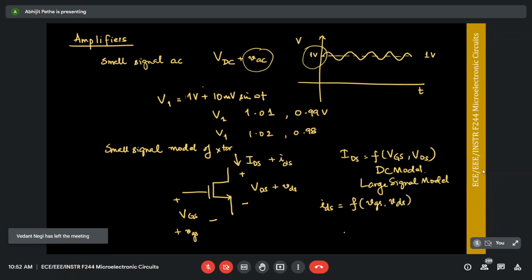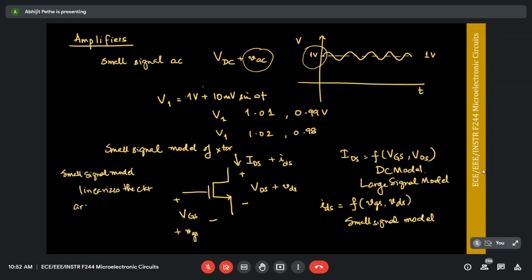Here I'm going to develop a model where I just want to look at the AC parts of what is happening around the transistor. This is known as the small signal model. And what we'll find is that the small signal model is nothing but linearizing this large signal model around the bias point. So what we're doing is, a small signal model linearizes the circuit around a bias point.